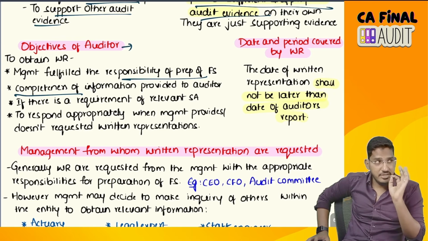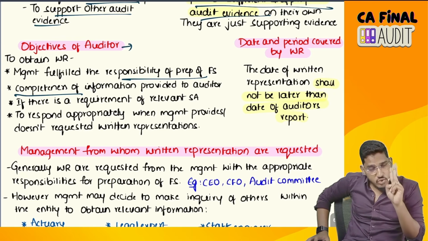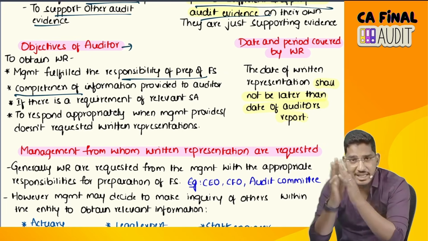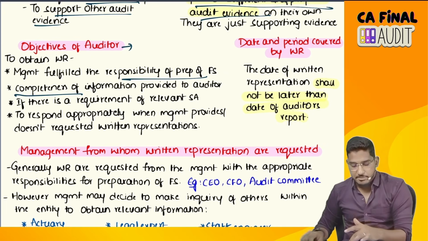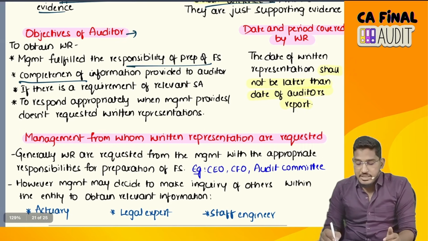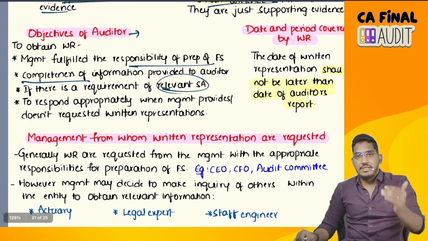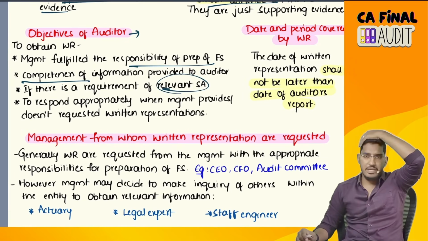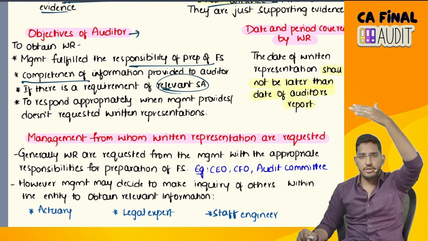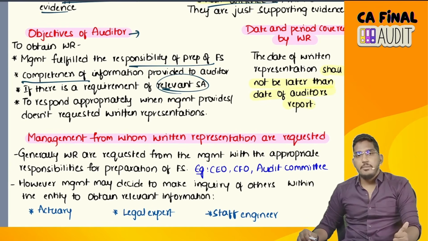They did not hide any information from the auditor. Confirming these two matters, every auditor for every entity must get the written representation. And also, if there is any requirement of another standard, like for example SA 570, which we have just completed, SA 570 will ask the auditor to get the written representation from the management regarding going concern. There also you have to get it.